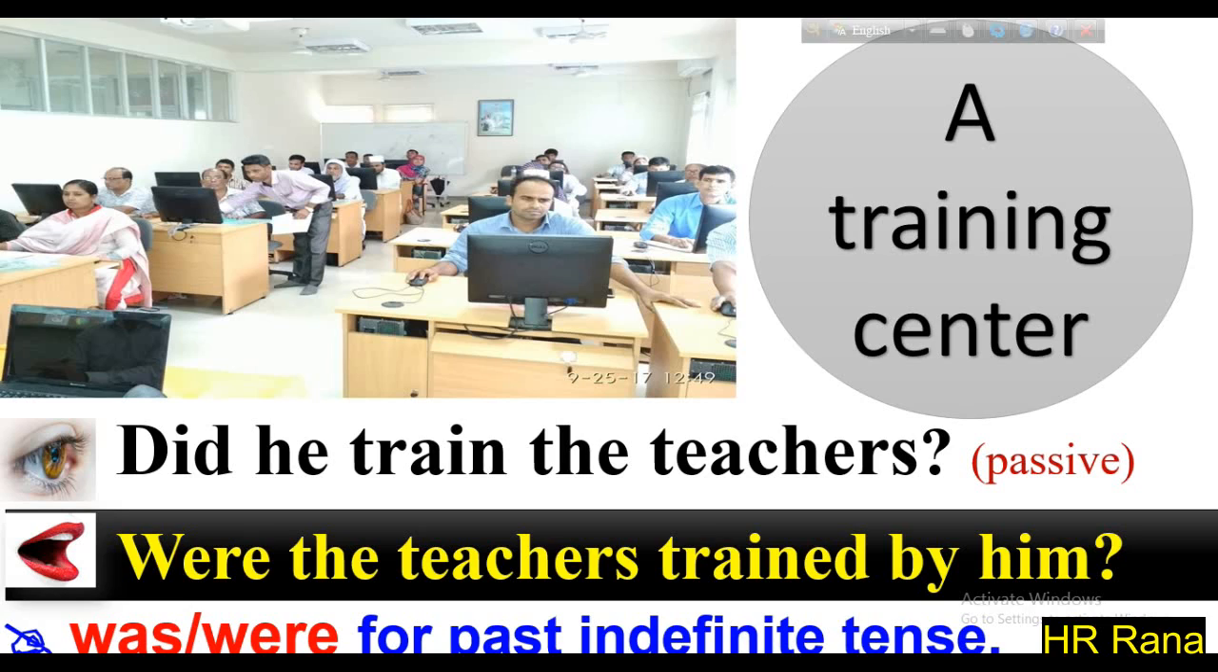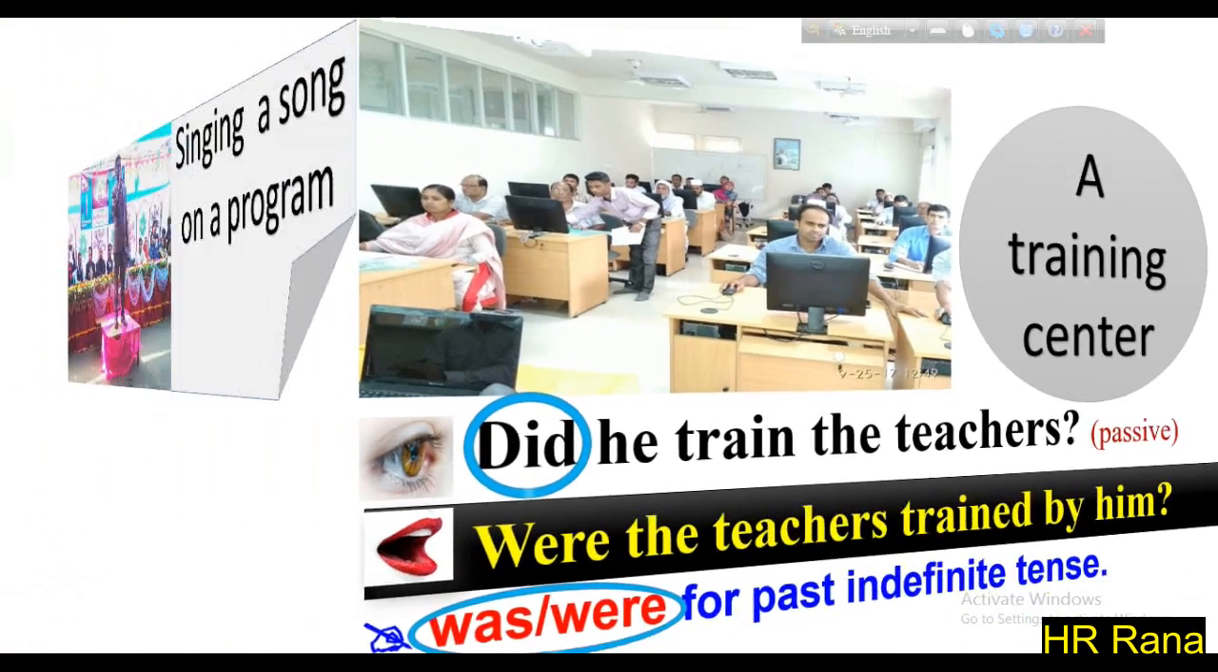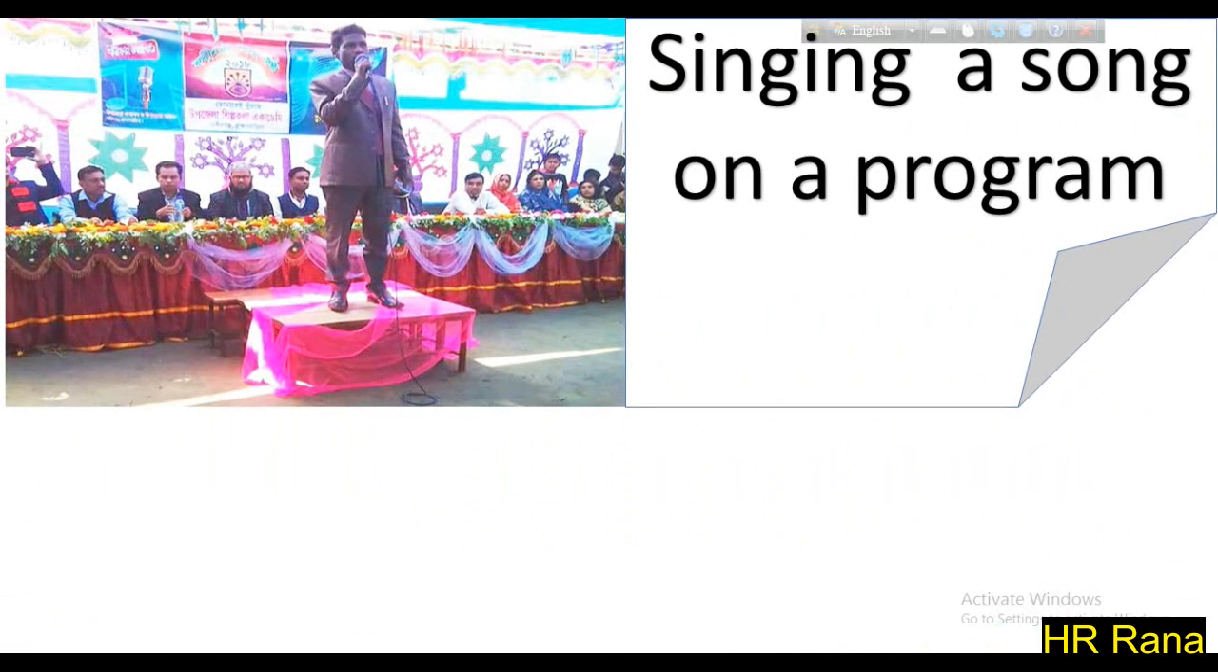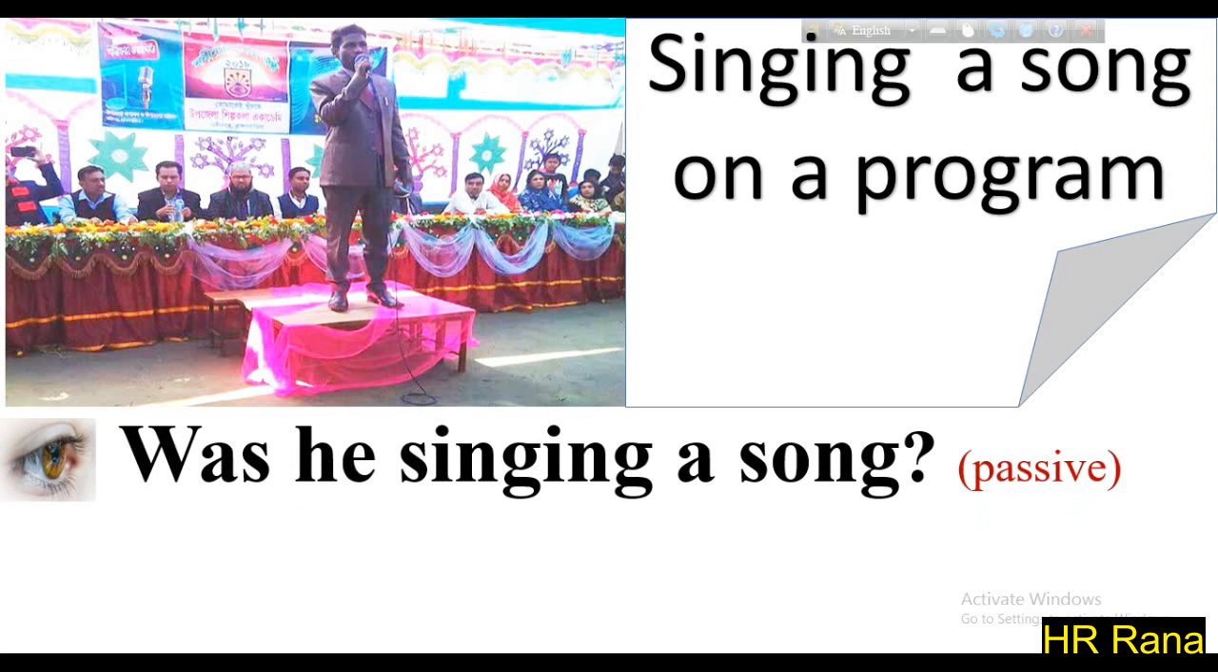So according to the rule, instead of did, at first you'll write was or were for past indefinite tense, right. Now you can see clearly. Okay, now have a look again. Someone is singing on a program. Okay, now look here. Was he singing a song?